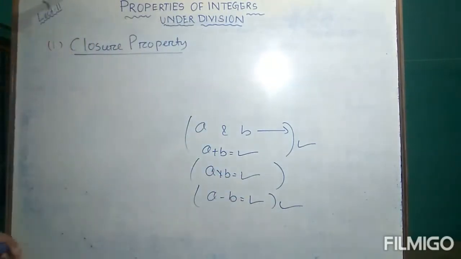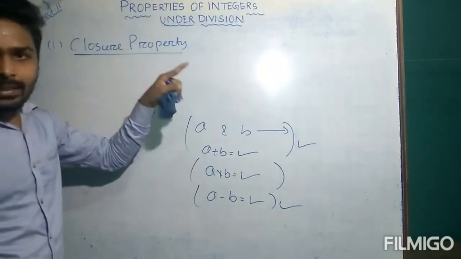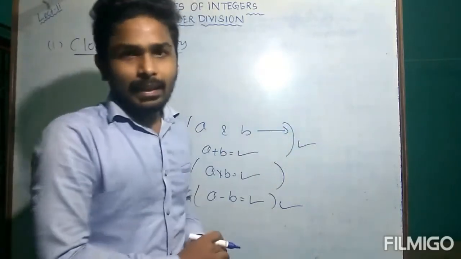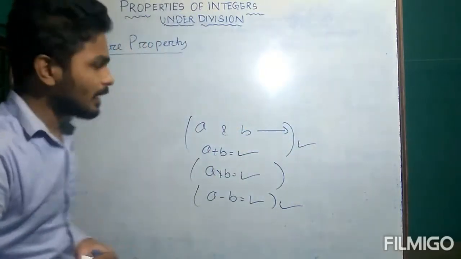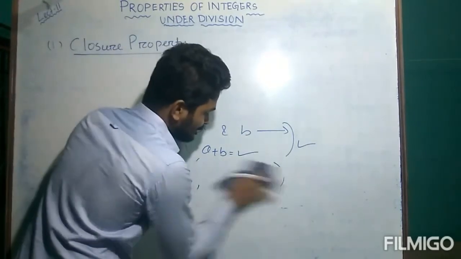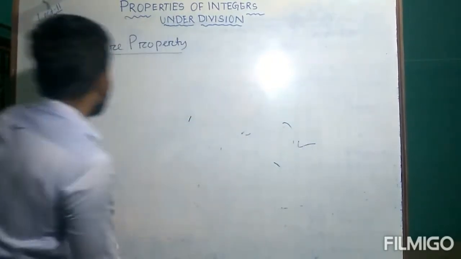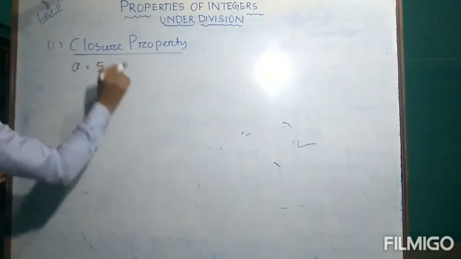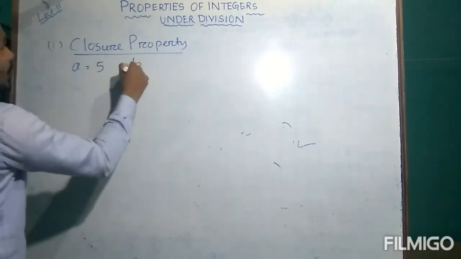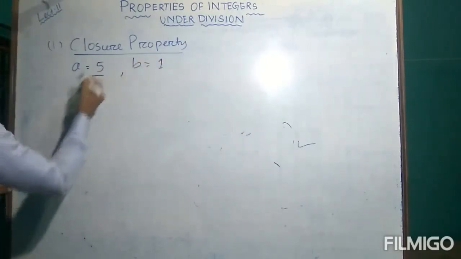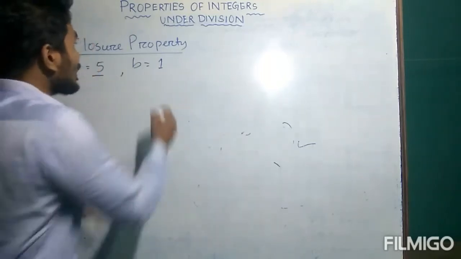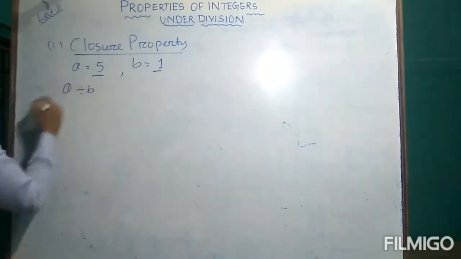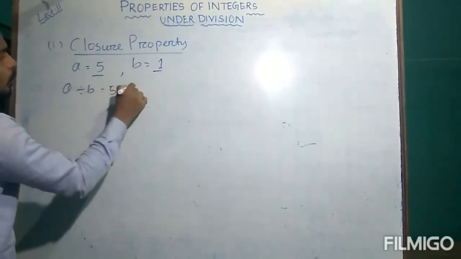Similarly, in this case, you have to prove whether two integers, when divided, give a result or quotient that is an integer or not, right? So let us prove. For this you have to take two integers. Suppose A is 5, right? And I have chosen B to be 1. Now you can see A is 5, an integer, B is 1, also an integer. Now let us divide them. A divided by B, that means 5 divided by 1.